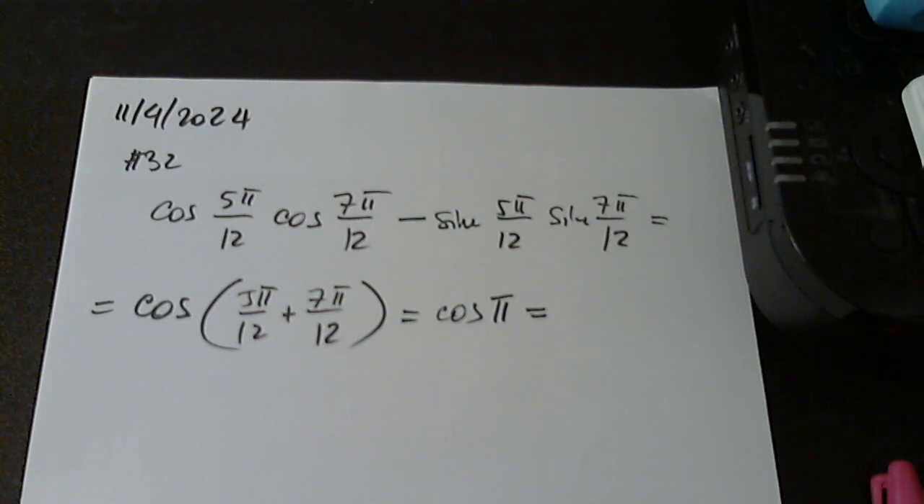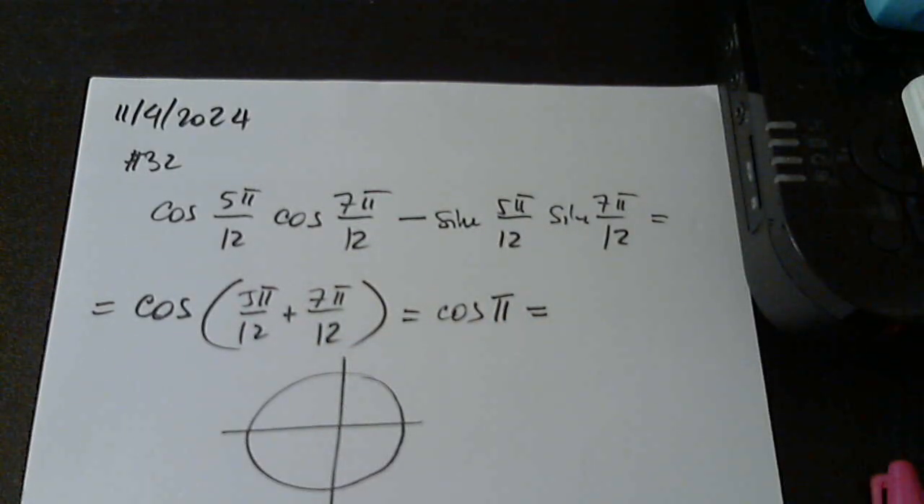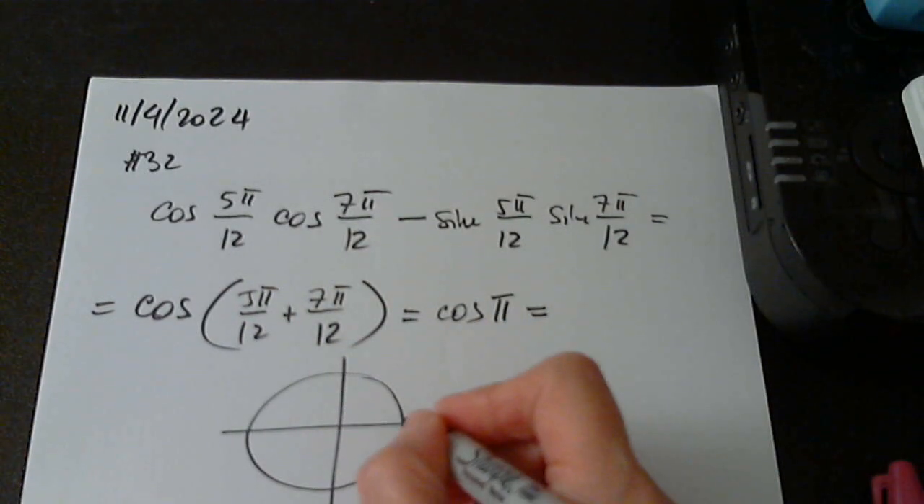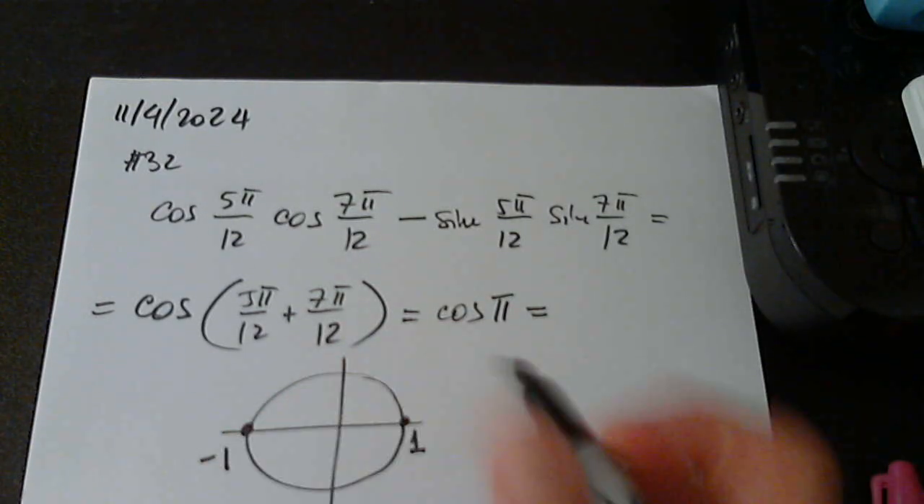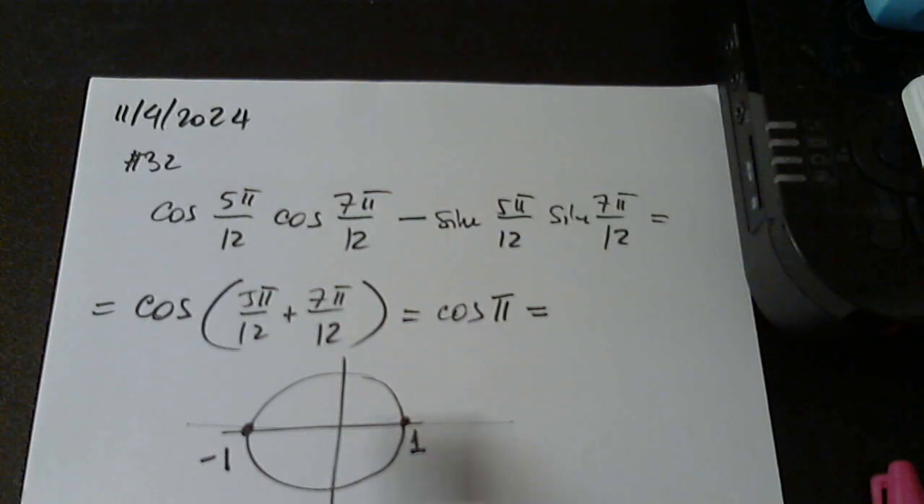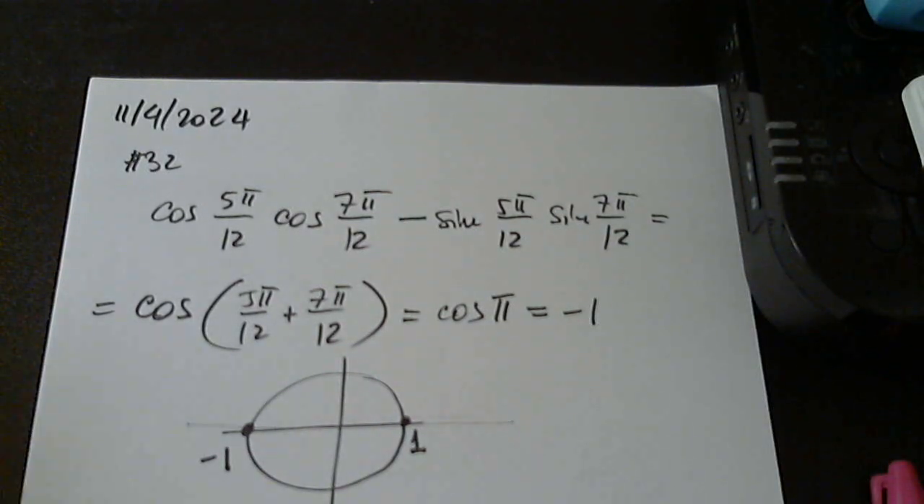And remember, you don't have to think. We talked about it. We're careful. So this is the 1, but this is the -1. Remember, we measure cosine on the x-axis. -1. Excellent. Good. Moving on.